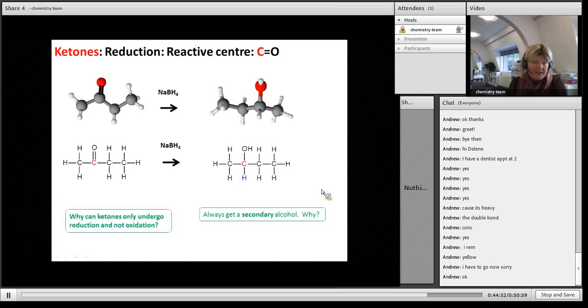Right, and then I think I've already explained why ketones only undergo reduction, not oxidation, and that's because ketones don't have a hydrogen attached to the carbonyl. So there's nothing more to remove from that carbonyl carbon.